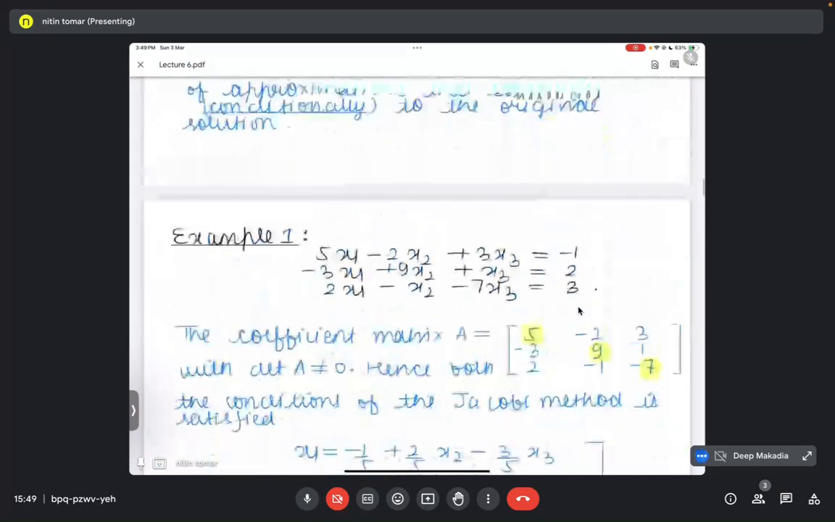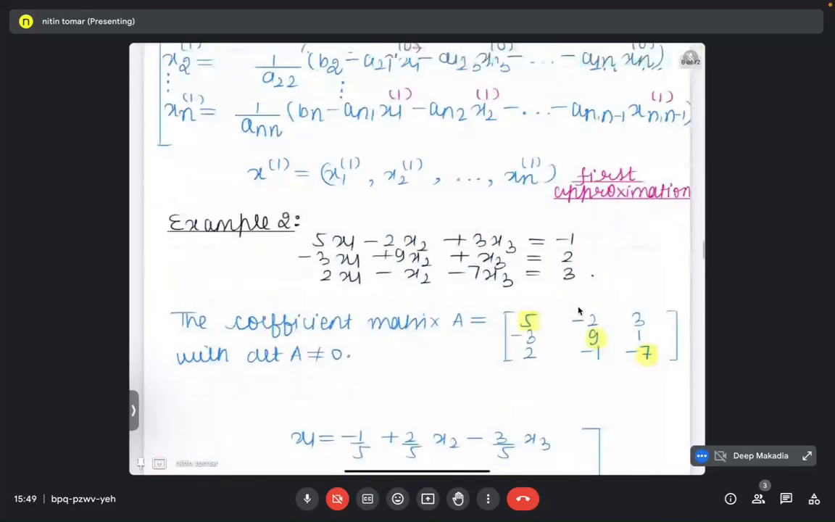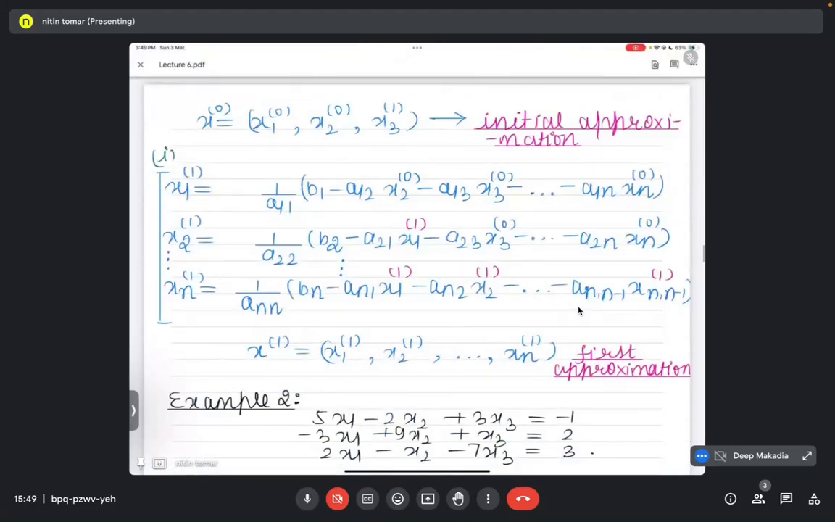Now what you have done, please apply Gauss Seidel method in this example and at least draw four approximations.